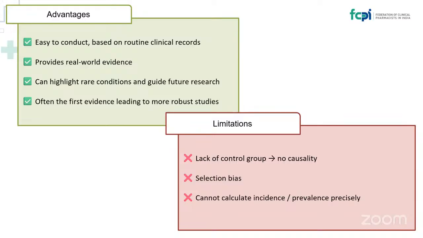Because you are recruiting the patients from already existing data, you cannot define that the collected cases represent the incidence or the prevalence. Incidence is the occurrence of new disease, and prevalence is the occurrence in already existing patients. So we cannot actually calculate the incidence or prevalence from these case series studies.